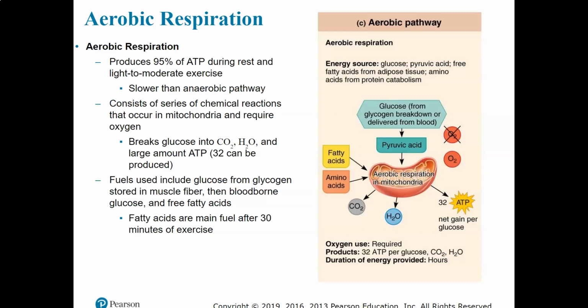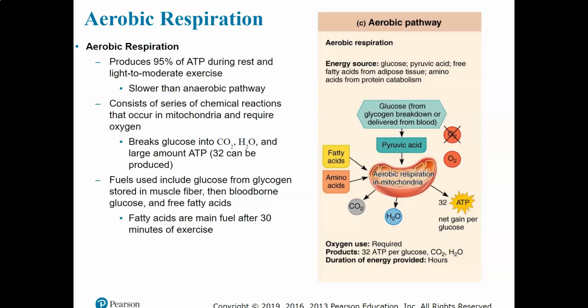In the aerobic respiration pathway, this is going to occur in the mitochondria, and it's going to break down the glucose completely into CO2 and water, and we're going to make approximately 32 ATP per glucose. This is going to be fueled in part using glucose produced from glycogen. So remember, glycogen is a glucose storage molecule. It's also called animal starch. It's a polysaccharide made up of a bunch of glucoses stuck together in this branching molecule that can be relatively quickly broken down into glucose.